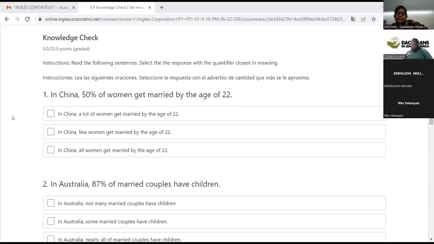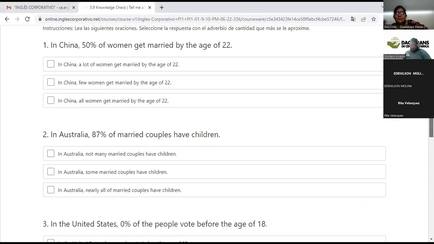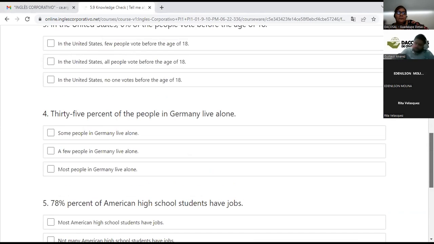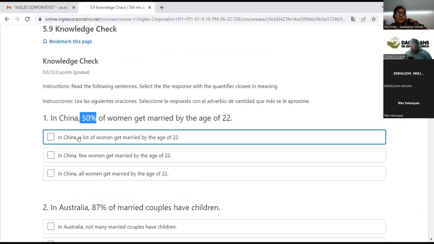If you see in the platform, you have this exercise and it is expressing percentages, but the exercise is asking for you to complete the information using quantifiers. Y si se fijan, dice the quantifier closest in meaning, el que más se acerca, no nos dice uno exactamente. Let's see, 50%, ¿cuál sería el quantifier que más se acerca? A 50%, a lot of, few, or all? A lot of, few, or all. Okay, veamos esto. 50%, that's it.